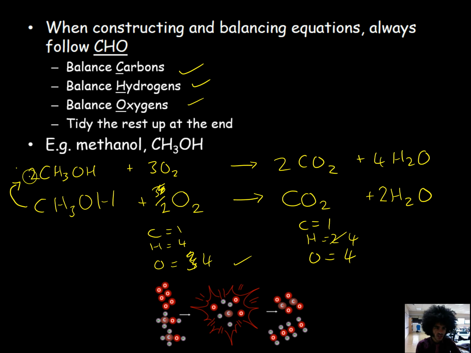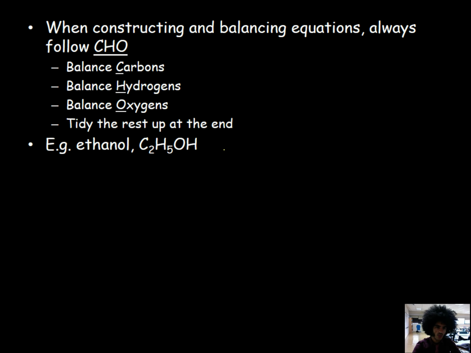And if you compare this equation to my picture, 2 lots of CH3OH, check, 3 lots of O2, check, 2 lots of CO2, check, 4 H2O, check. So it all balances out. So you still follow CHO, you just got to be a bit careful. We'll do another one, we'll do ethanol.